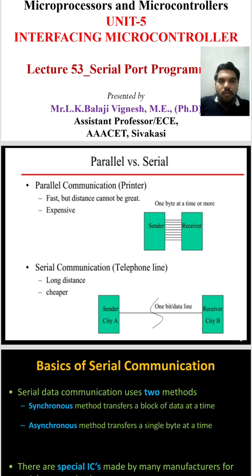In serial port programming, first we have to know what parallel communication is and what serial communication is. We already saw these in the 8086 microprocessor: the 8255 for parallel communication and the 8251 for serial communication. The difference between them is given here. In serial communication we transmit 1 bit of data at a time from sender to receiver. In parallel communication we transmit a larger number of bits at a time. An example of parallel communication is a printer.